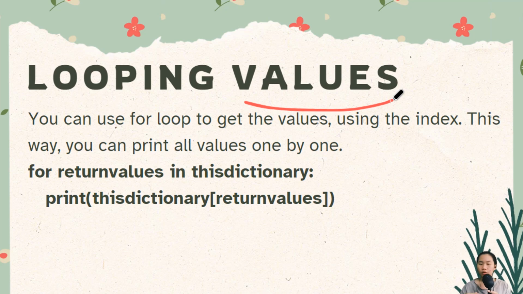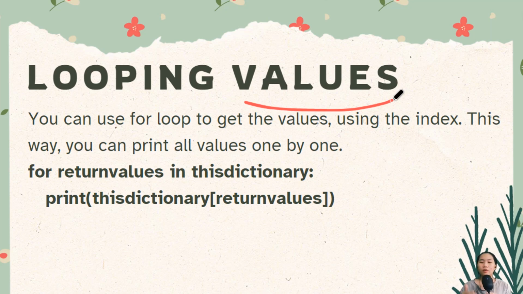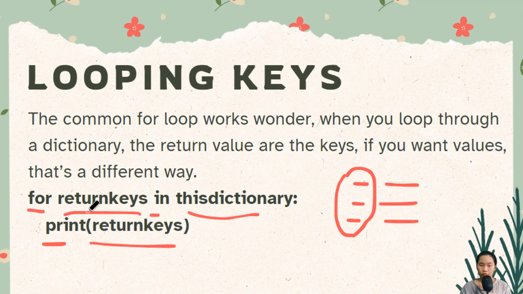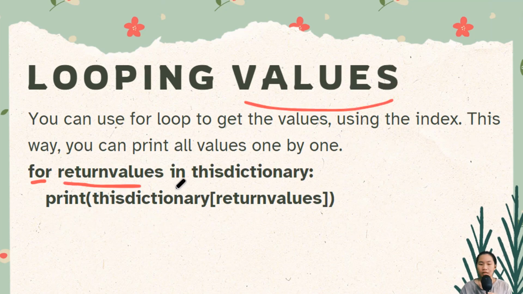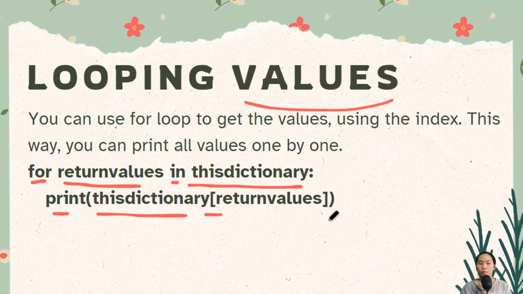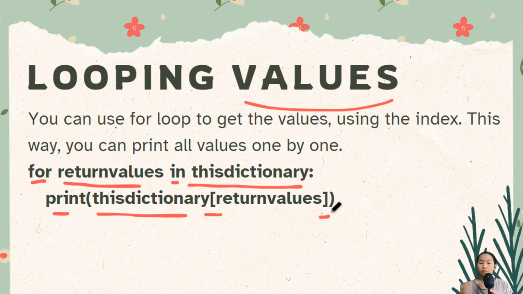Let's take a look at how to loop values. Once again, you can use the for loop using the index. You can print all of the values one by one, just like you'd seen with keys. Once again, I'm using return values as opposed to return keys, all right? In this dictionary, so the same thing we're working with, print this dictionary, and now with the square brackets. So if you want just the keys, no brackets, no squares, but if you want the values, you have the square and you have the bracket, all right?